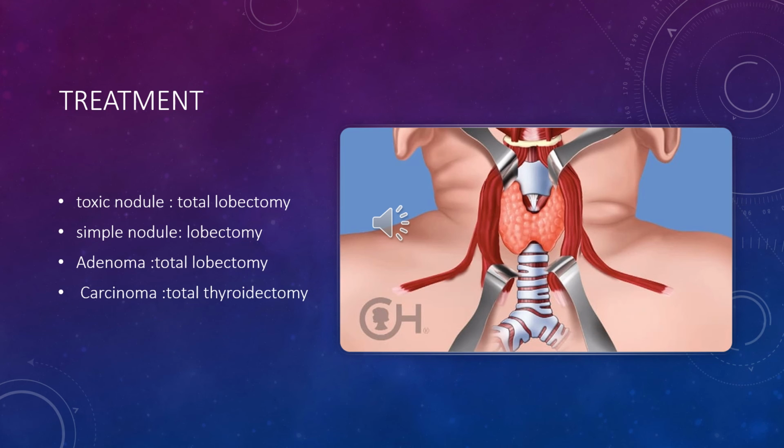If it were a simple nodule, you only remove the lobe, do a lobectomy. And the same case goes for adenoma, but this time you should do a total lobectomy. And of course the carcinoma, which is the most dangerous type, you should do a total thyroidectomy. You remove the whole gland.